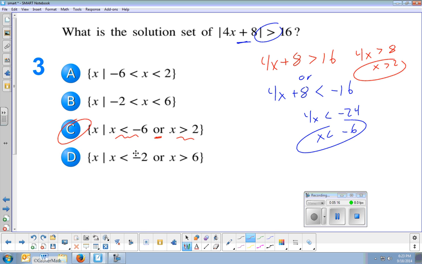And so you have x is less than -6 or x is greater than 2. And what that means is if you pick any numbers less than -6, like -10, -12, -13, and plug it in here, it's going to work. And if you plug in any numbers greater than 2, like 7, 9, 14, it's going to work. So that's why the values of x are on both sides.